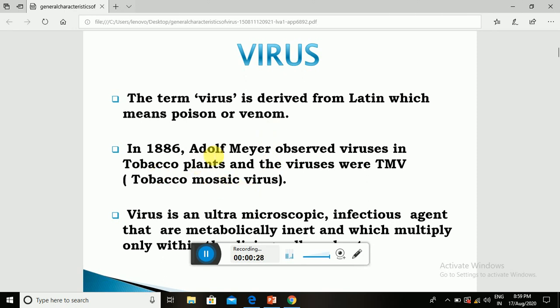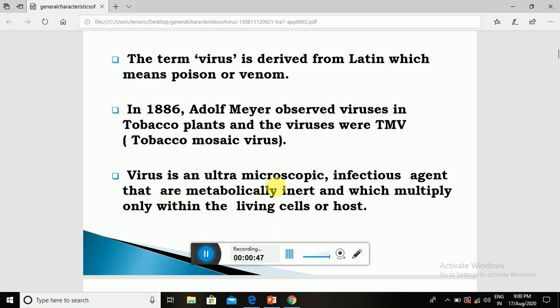In 1886, Adolf Mayer observed a virus in the tobacco plant, and that virus was TMV. It is the first detected virus, the tobacco mosaic virus, commonly termed TMV. It was observed in tobacco plants.